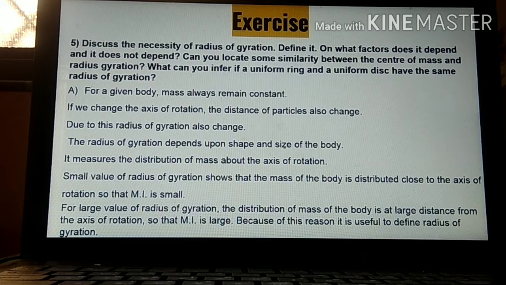Discuss the necessity for radius of gyration and define it, which we have already defined, and we have also done the explanation, so we will not be looking at it here. On what factors does it depend, we will just go through it. Can you locate some similarities between center of mass and radius of gyration? What can you infer in a uniform ring and a uniform disk having the same radius of gyration?